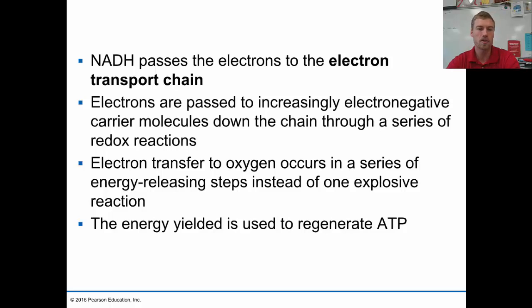In the electron transport chain, electrons are passed down increasingly electronegative carrier molecules through a series of redox reactions. Those electrons are then transferred to oxygen at the end, and rather than doing it in one explosive step, we do it in a series of reactions.